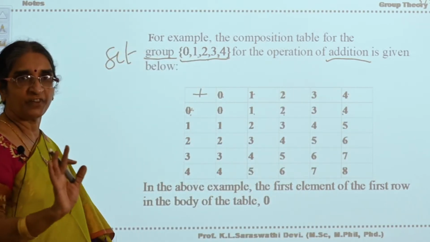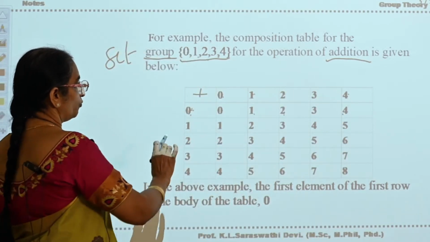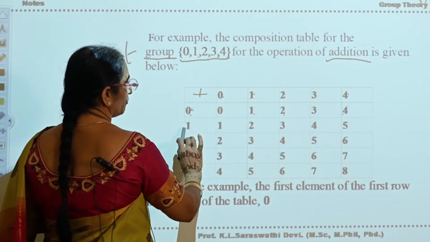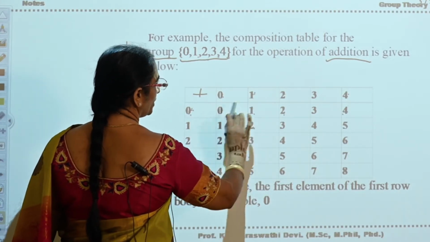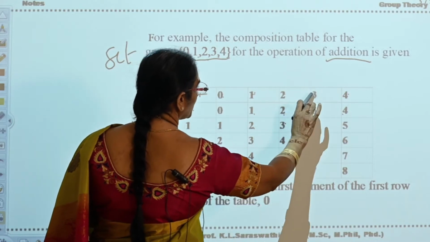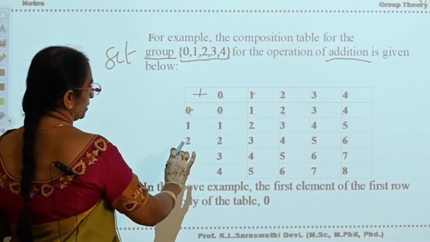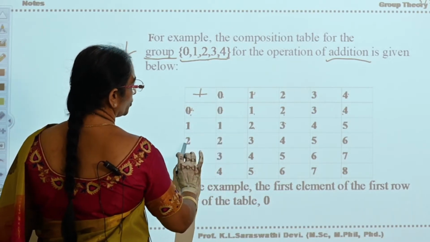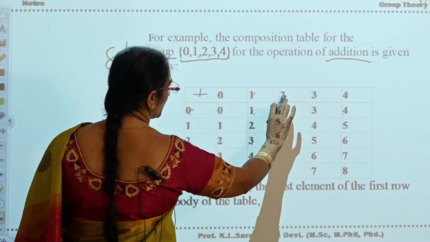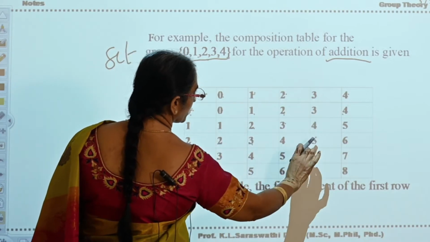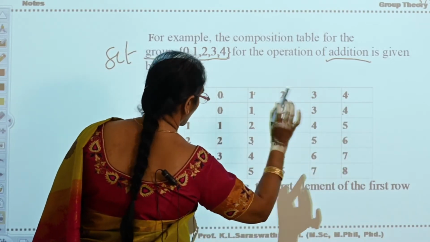Okay. You have finished. Next, 1 plus 0, 1. 1 plus 1, 2. 1 plus 2, 3. 1 plus 3, 4. 1 plus 4, 5. Okay. Next, 2 plus 0, 2. 2 plus 1, 3. 2 plus 2, 4. 2 plus 3, 5. 2 plus 4, 6.